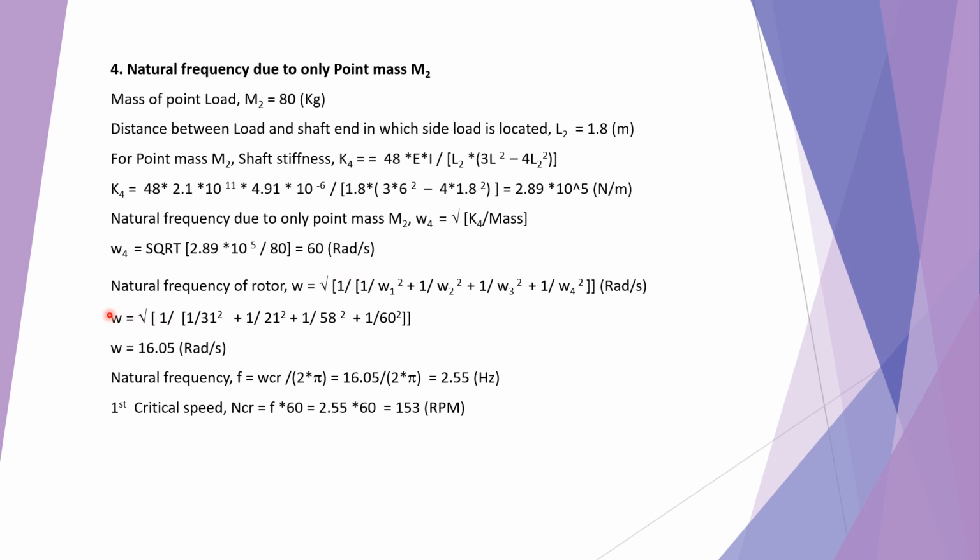So now we have to calculate using the Dunkerley method. So natural frequency W is equal to the square root of 1 upon (1/W1² + 1/W2² + 1/W3² + 1/W4²). So W is coming 16.05 radian per second. So natural frequency in Hertz is 2.55, and first critical speed in RPM is F × 60, which is 153 RPM. So this is the way we can calculate the first critical speed using the Dunkerley method.